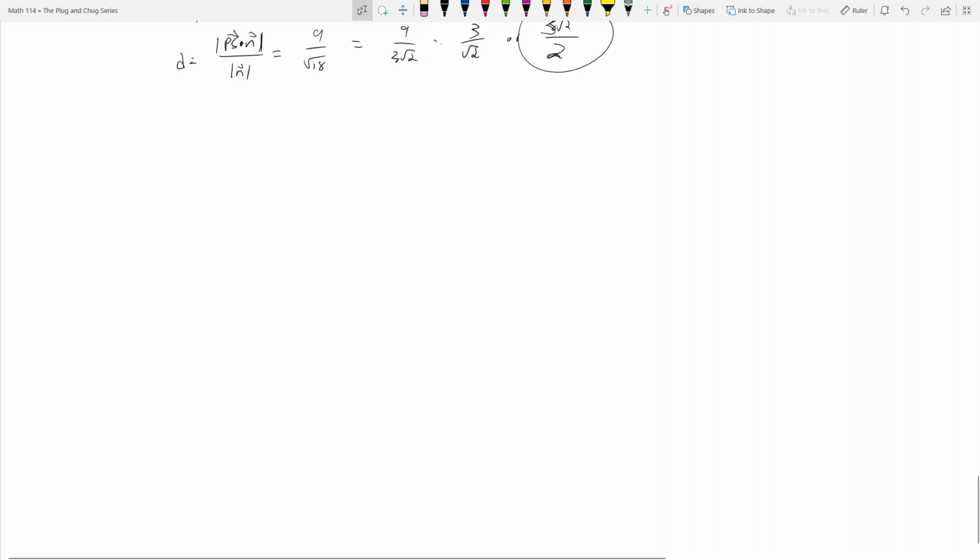Great, we're still on section 12.5, and now we're just going to make things run into each other. We're going to start off with intersecting lines.